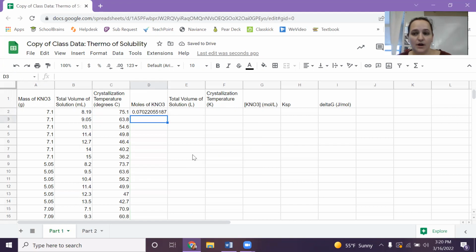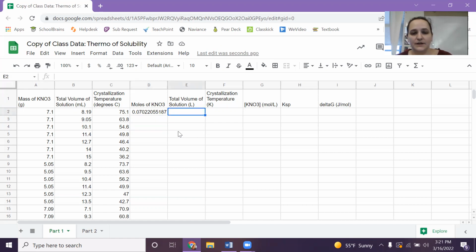I am not going to use the autofills, and I'm going to strongly recommend that you not use the autofills either until you're really comfortable using a spreadsheet. Learn how to use it the normal way before you let it do a lot of the work for you. So we've got moles of KNO3.